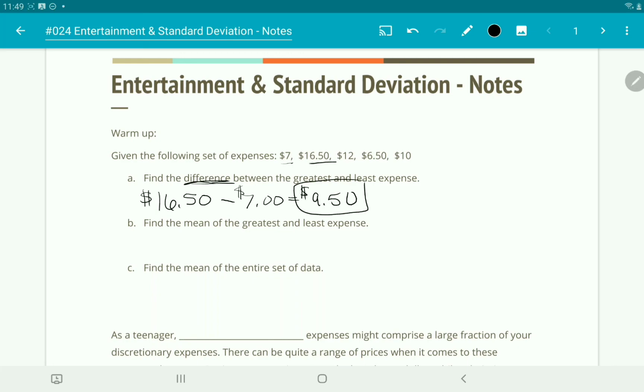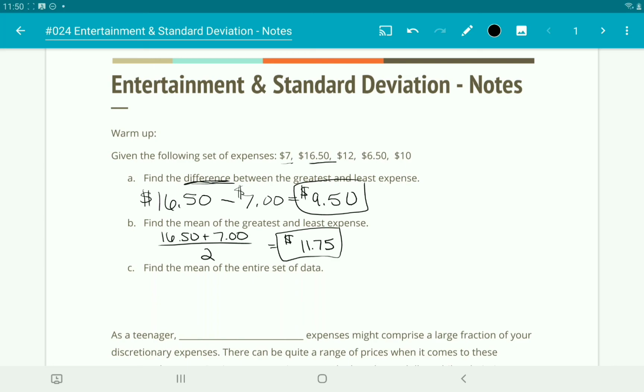Okay. Next, it says to find the mean, so the average, of the greatest and the least expense. So if we add this $16.50 plus this $7, and divide by 2 because there's 2 of them, since this is money, we're going to get $11.75. We're going to make sure it's a decimal instead of a fraction. And anytime you have money as a decimal, you can just go 2 places past the decimal point.